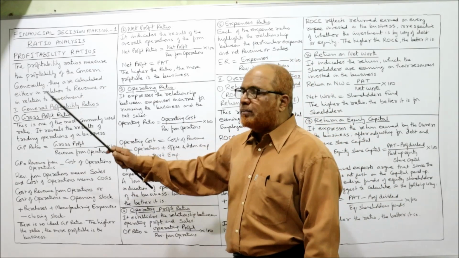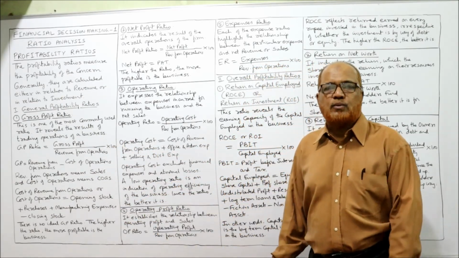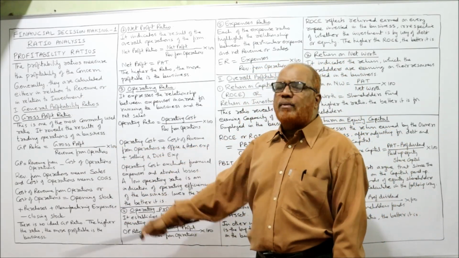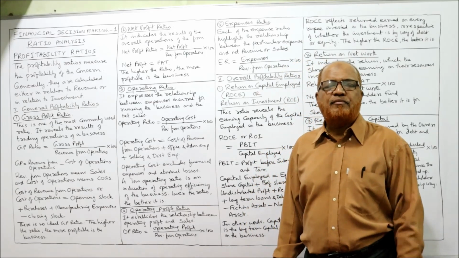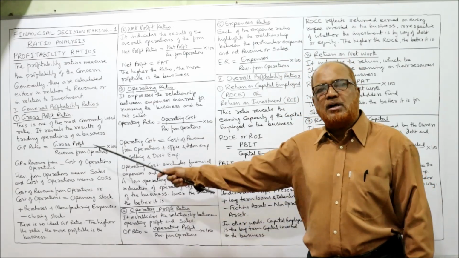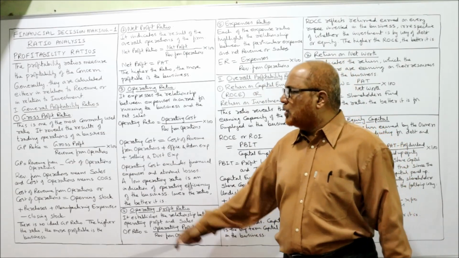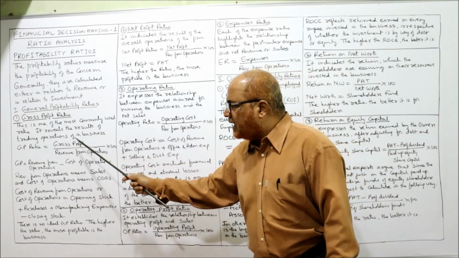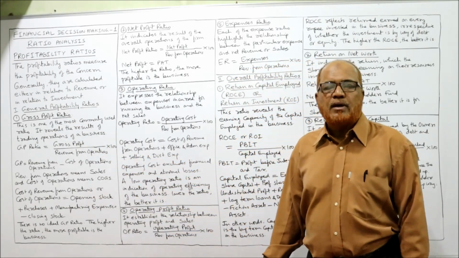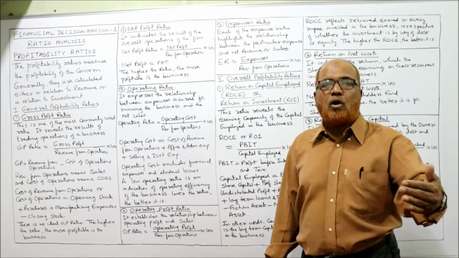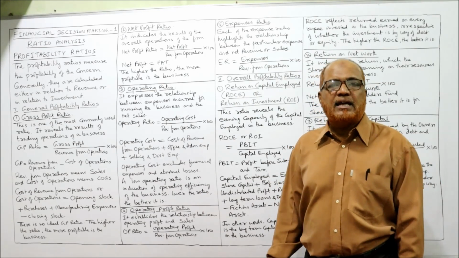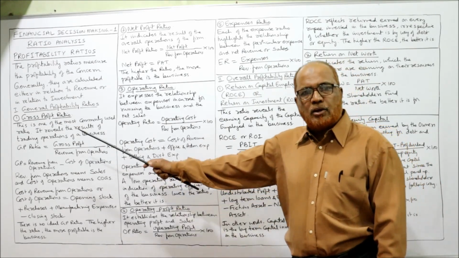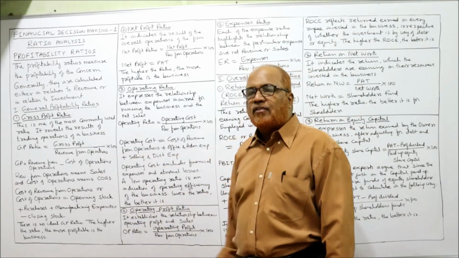The first profitability ratio is gross profit ratio. This is the most commonly used ratio, very frequently used. It reveals the results of trading operations of a business. The profit of trading operations of a business will be indicated by gross profit ratio. What is the formula for gross profit ratio?